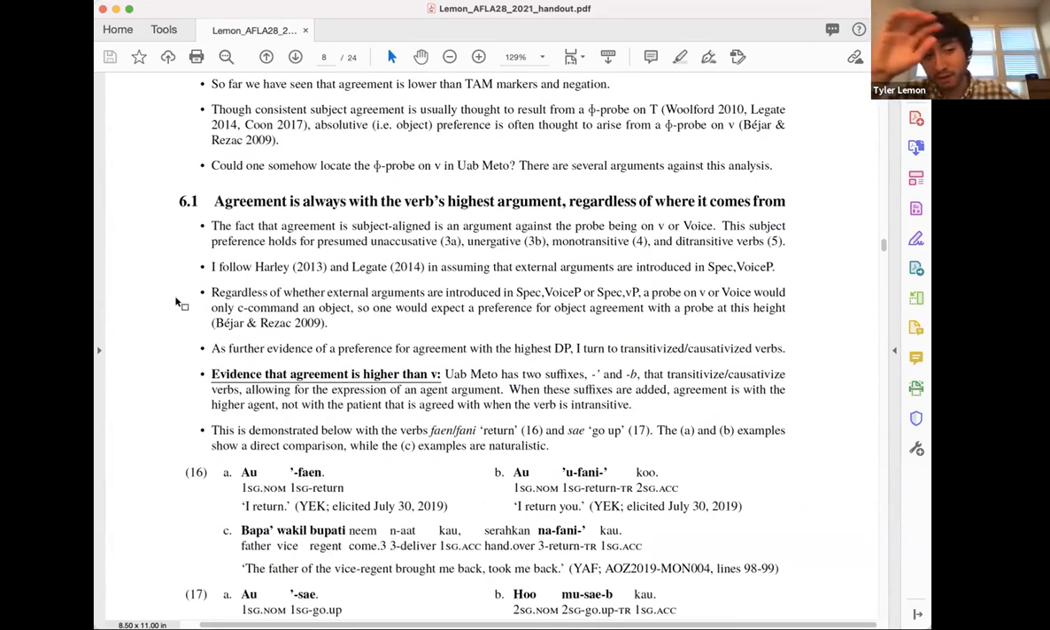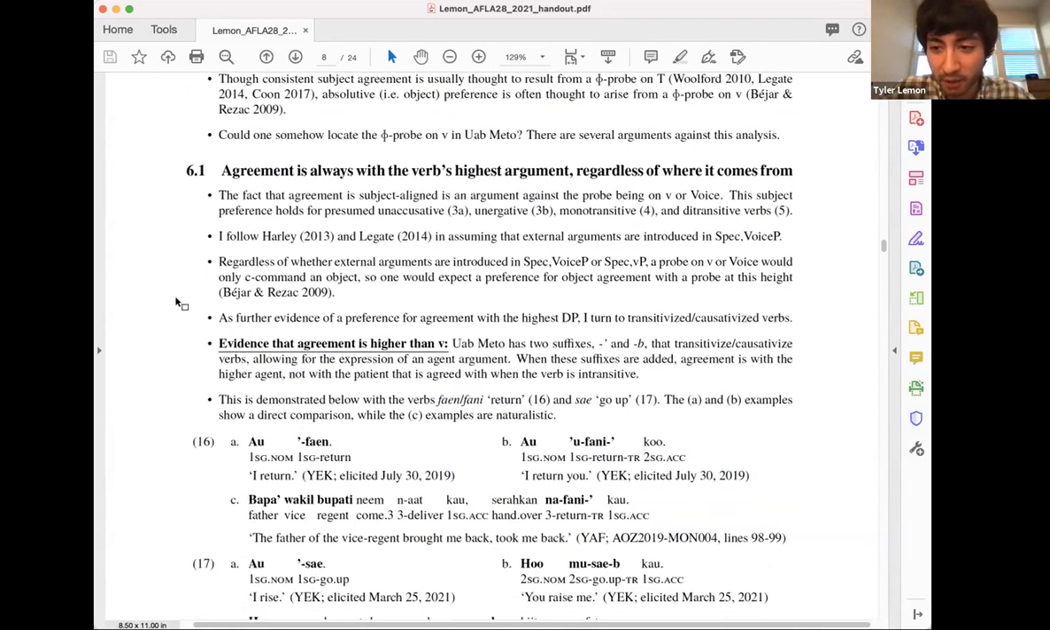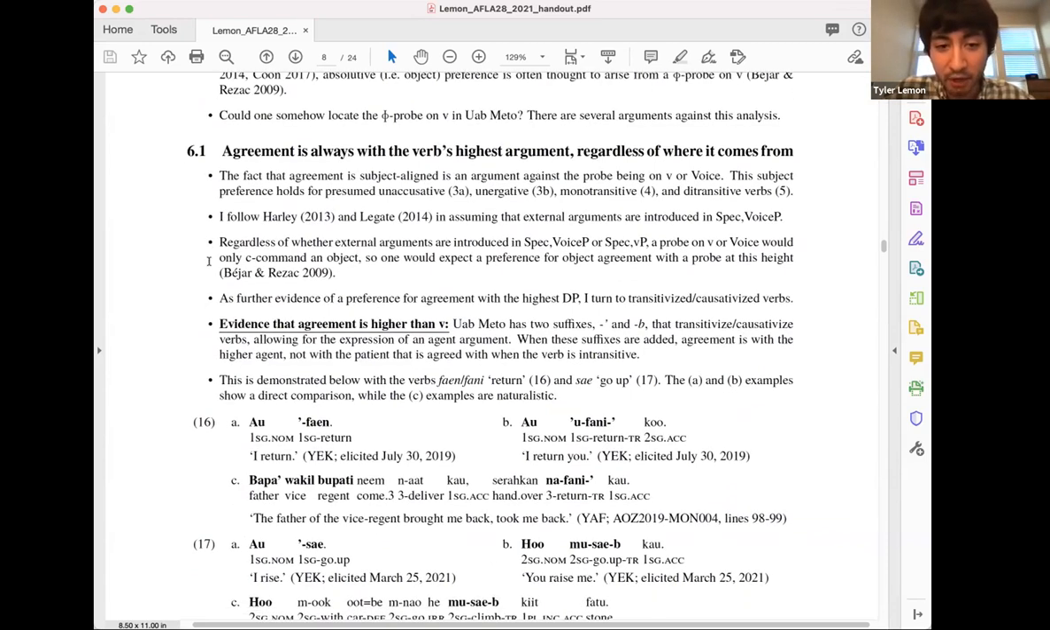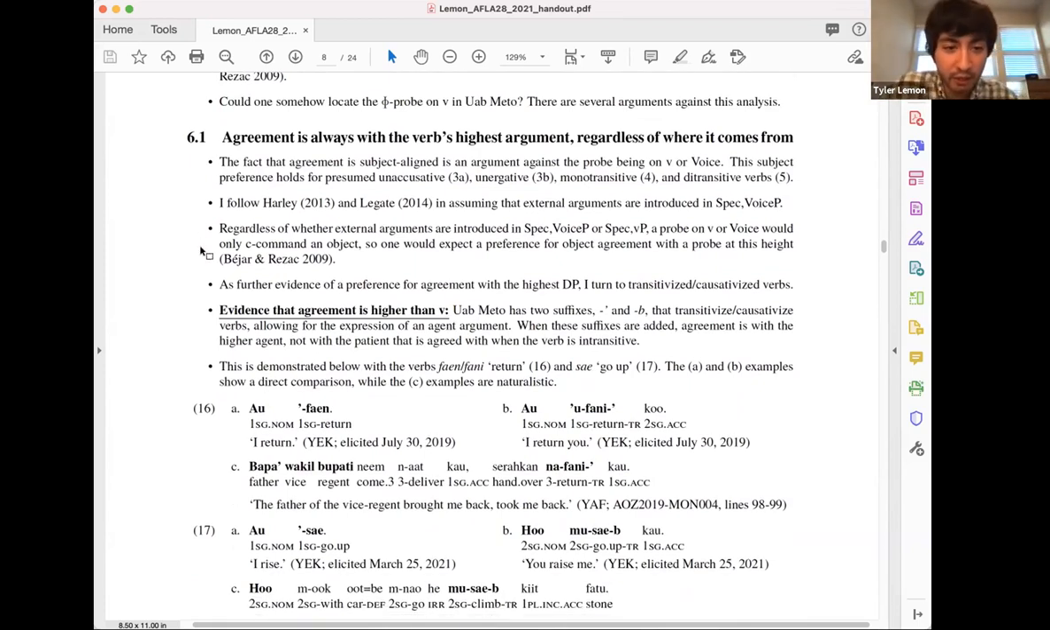One line of reasoning is that agreement is always with the verb's highest argument, regardless of where it comes from. As you've all seen by now, agreement is subject aligned. And this preference holds for presumed unaccusative, unergative, monotransitive, and ditransitive verbs. I follow Harley 2013 and Leggett 2014, among others, in assuming the external arguments are introduced in Spec VoiceP. So regardless of whether external arguments are introduced in Spec VoiceP or Spec vP, a probe on little v or Voice would only see, c-command, an object. With that kind of configuration, you would expect a preference for object agreement on a probe.